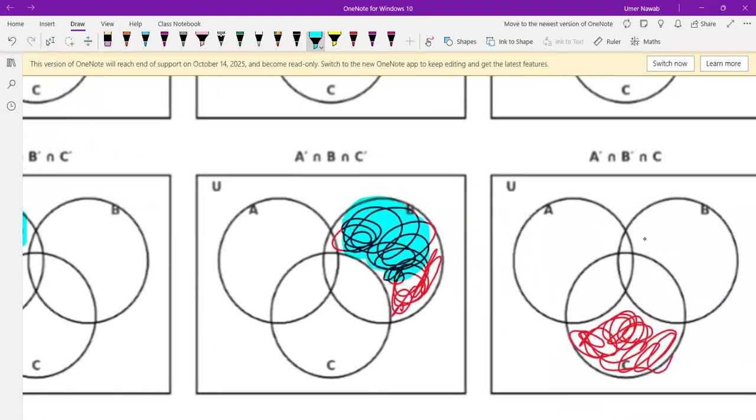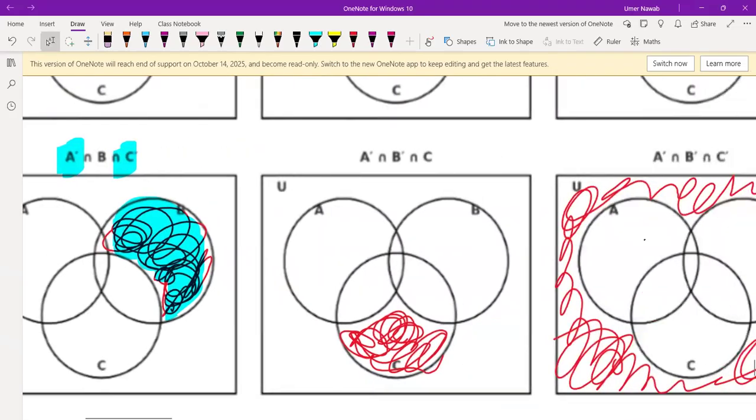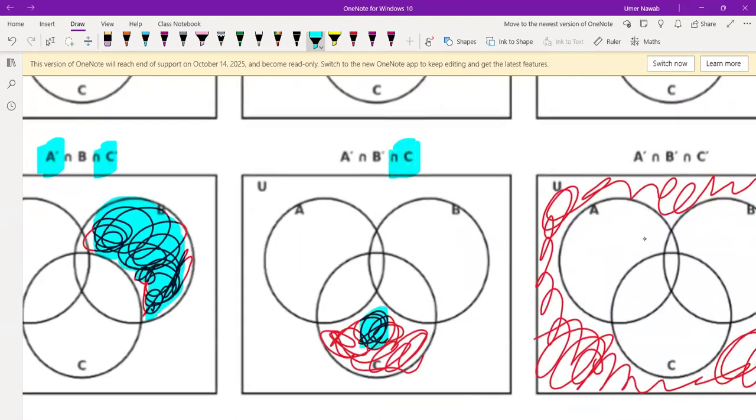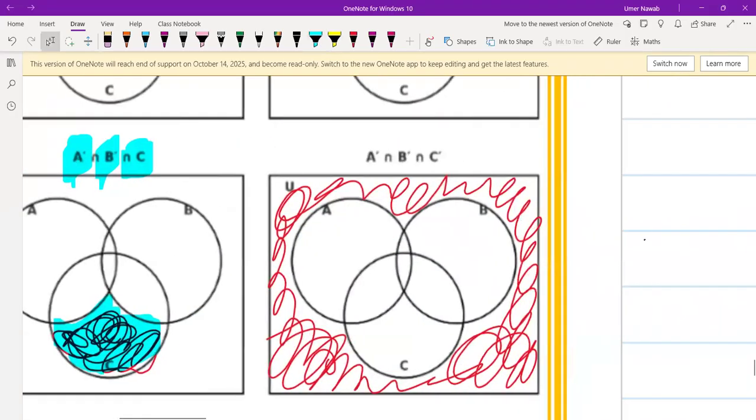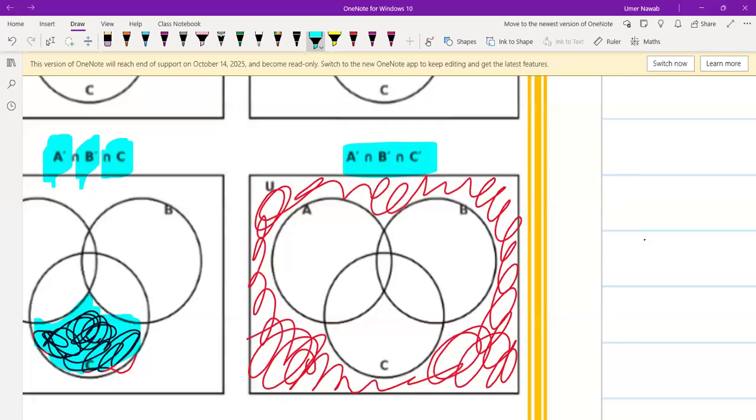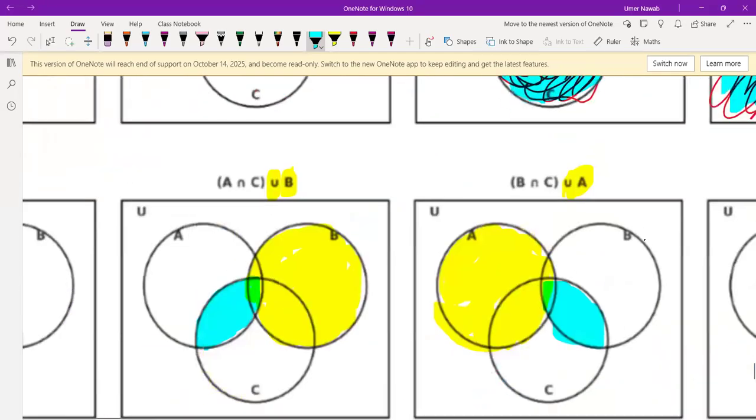Only B, this is the portion which is in B, but not in A and not in C. Now, he wants to take the only C region, which is outside of A and outside of B. Now, he wants to go completely outside. So that's why he wrote A complement intersection B complement intersection C complement.